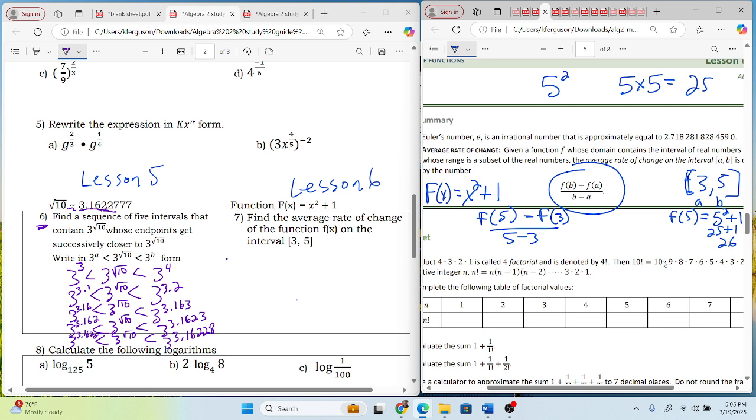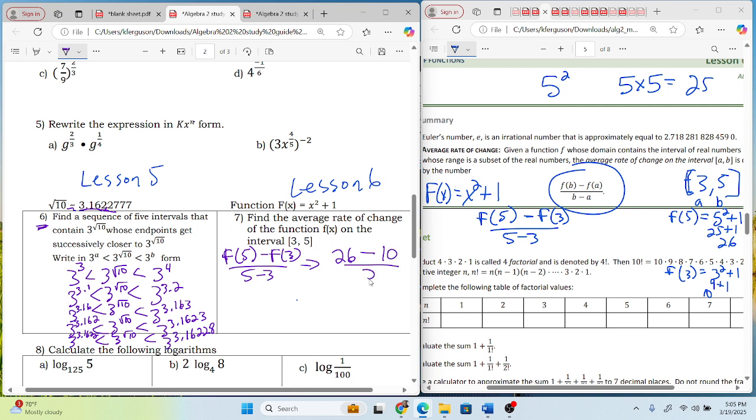So then what about f of 3? So f of 3, I plug 3 in here. So that's 3 to the second power plus 1. So 3 to the second power, that's 9, plus 1, that's 10. So I've got 10. So let's write that up here. I have f of 5 minus f of 3 divided by 5 minus 3. So f of 5 is 26 minus f of 3, which is 10, and that's all divided by 5 minus 3, or 2.